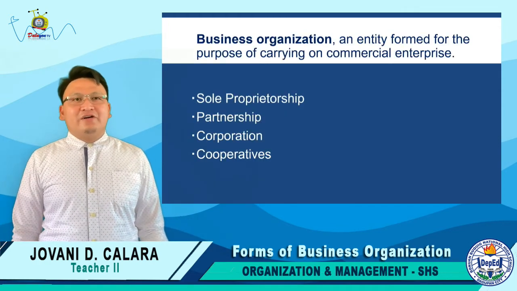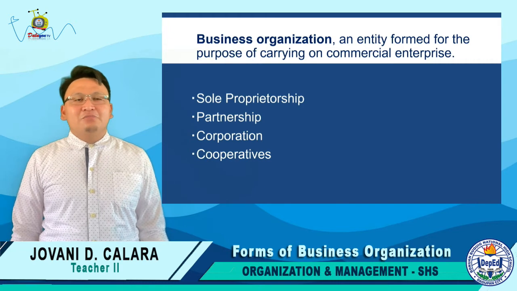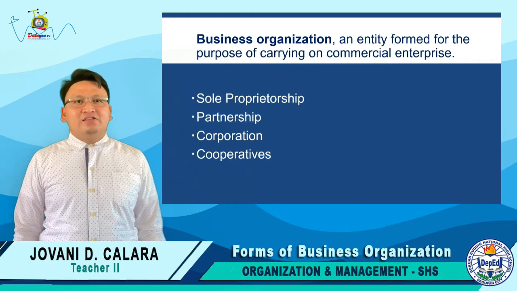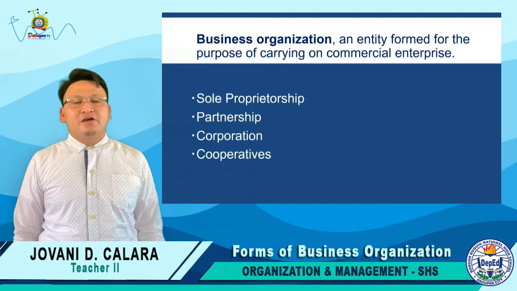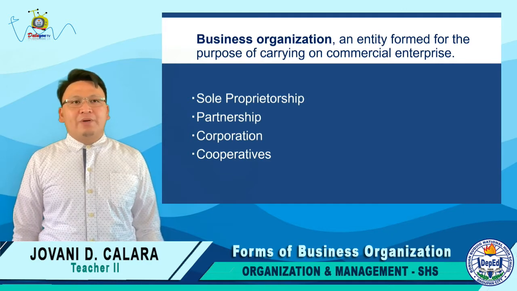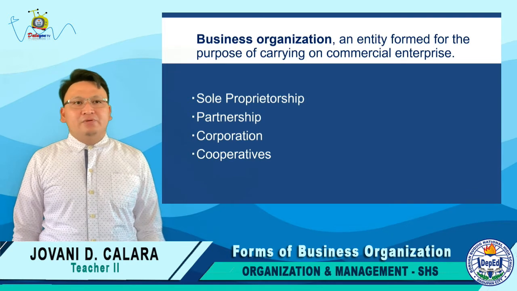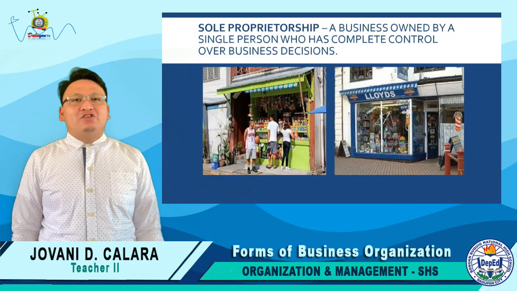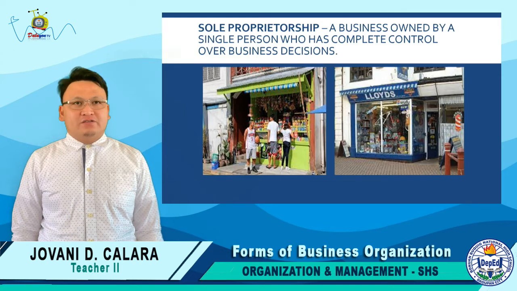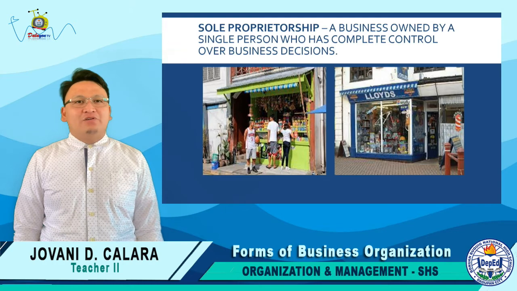Forms of business organization. Business organization is an entity formed for the purpose of carrying on a commercial enterprise. Major forms are sole proprietorship, partnership, and corporation. A modified corporate form is the cooperative. Sole proprietorship is owned and managed by a single individual. The owner has full control over the business. Examples are sari-sari stores and cafeterias.